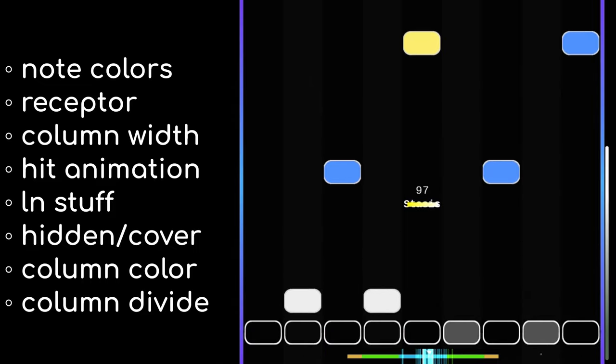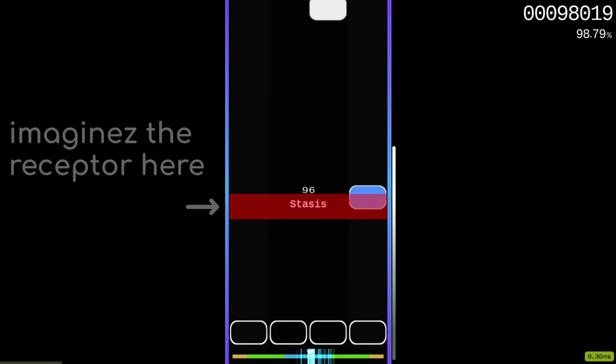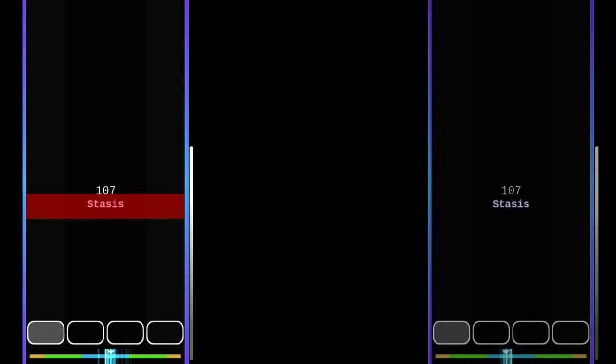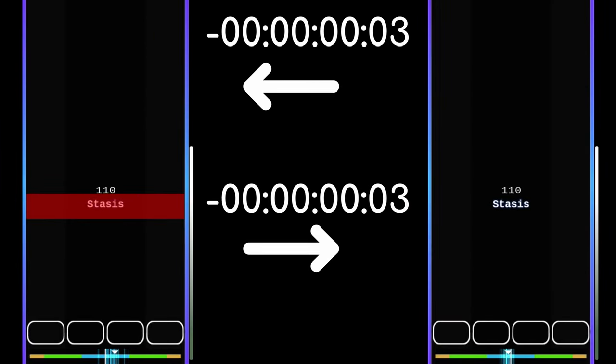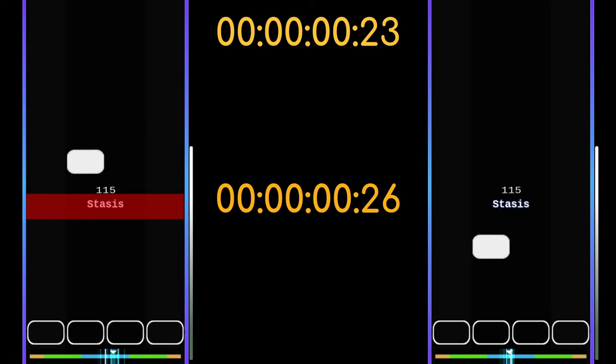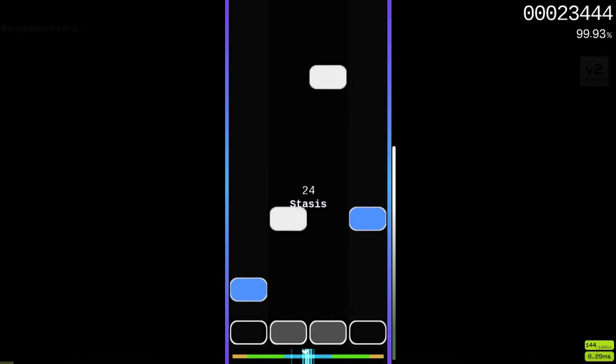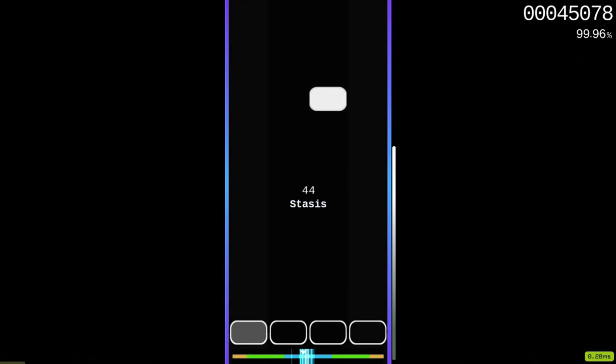When you play with the receptor this high from the bottom, you're sort of missing out on this additional screen space. Changing up the scroll speed, we can notice that in both cases, the notes are on the screen for the same amount of time. So what's the difference? Allowing the notes to take up more space means that they're more spread out and can make it easier to read denser patterns, as there's less overlap.